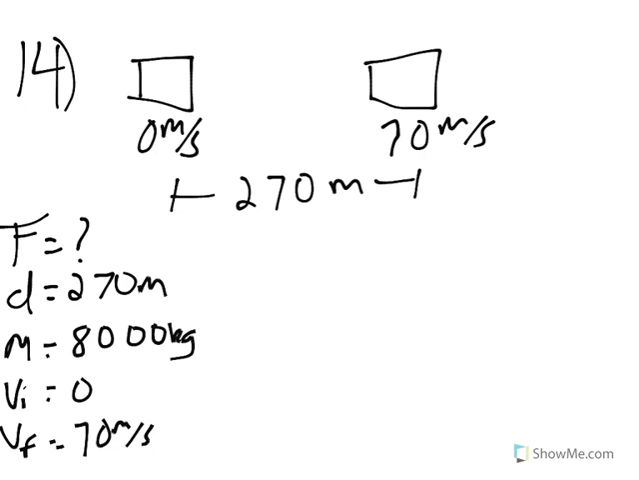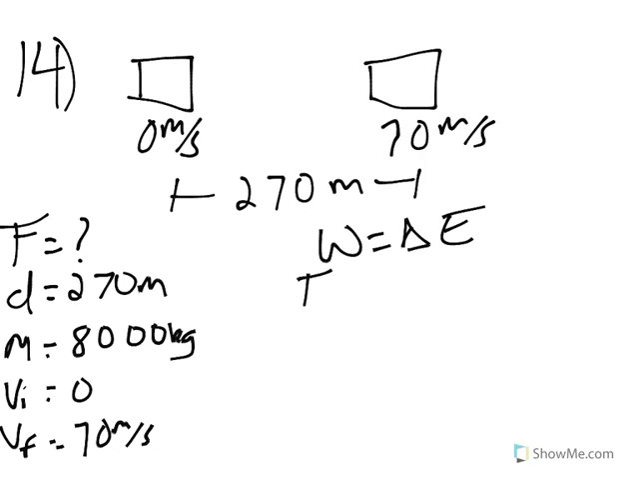Number 14. A small jet aircraft has a mass of 8,000 kilograms. It needs to reach a speed of 70 meters per second to take off. If it is intended to be used on a runway that is 270 meters long, what would be the accelerating force? So we're looking for force. Since we're looking for force, we know we're going to have to at some point use the work is equal to the change in energy formula. Okay? Because you are changing this object's energy. You're going from not moving to moving. So the kinetic energy is changing.